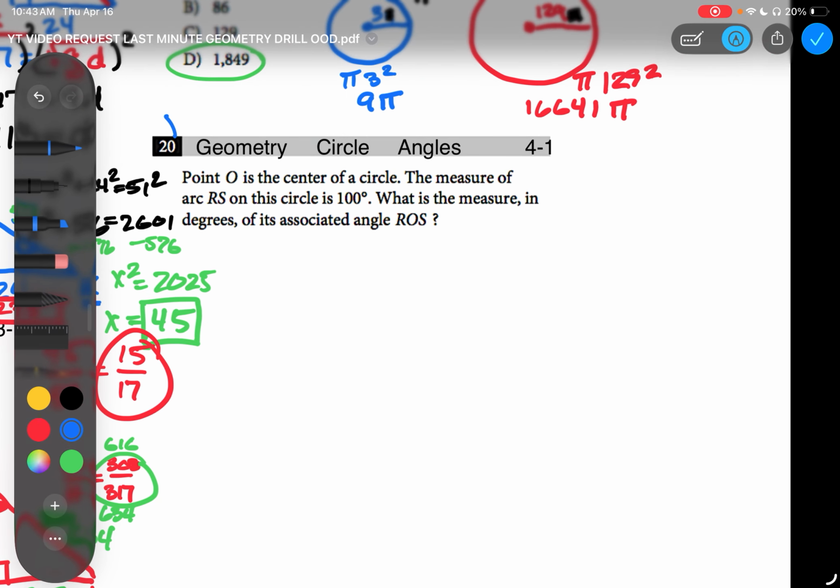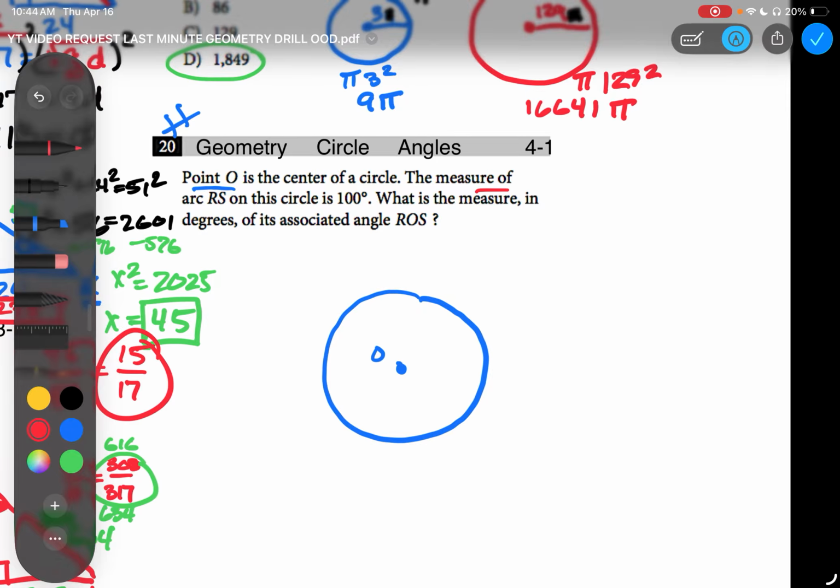Question 20, also considered a hard question. Point O is the center of a circle. No image, no answer choices. So what does that mean? I got to be extra careful. Let's do point O, the center of a circle. Point O. All right, I'm going to put my O right there. Chilly chill. Now the rest of it.